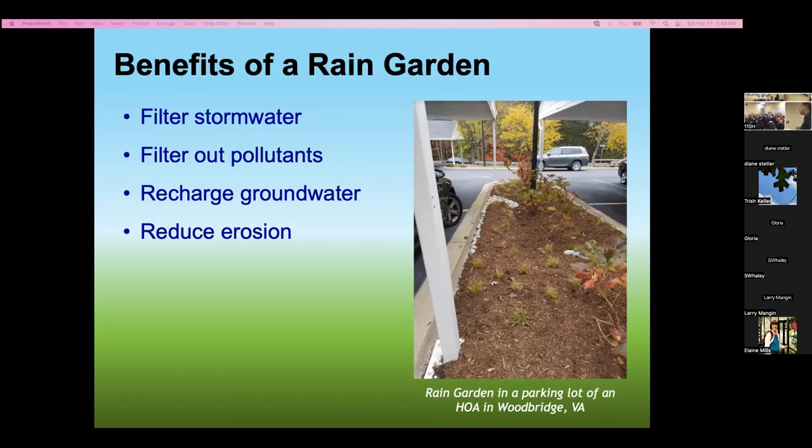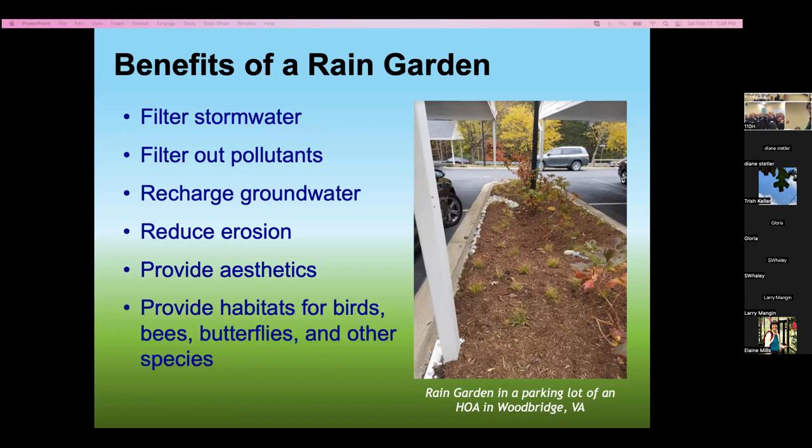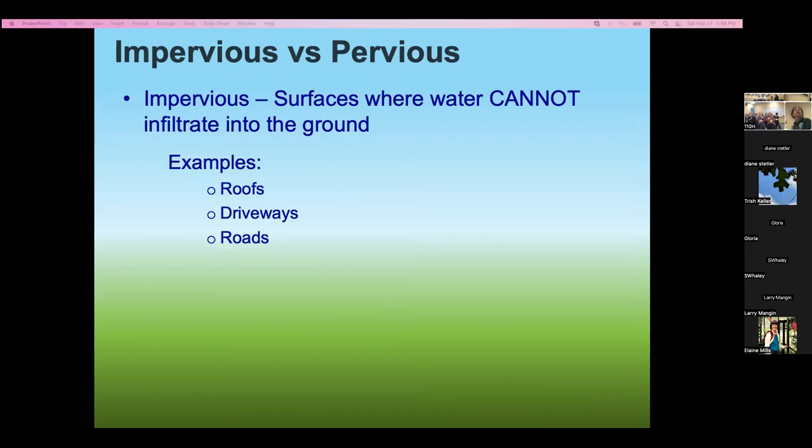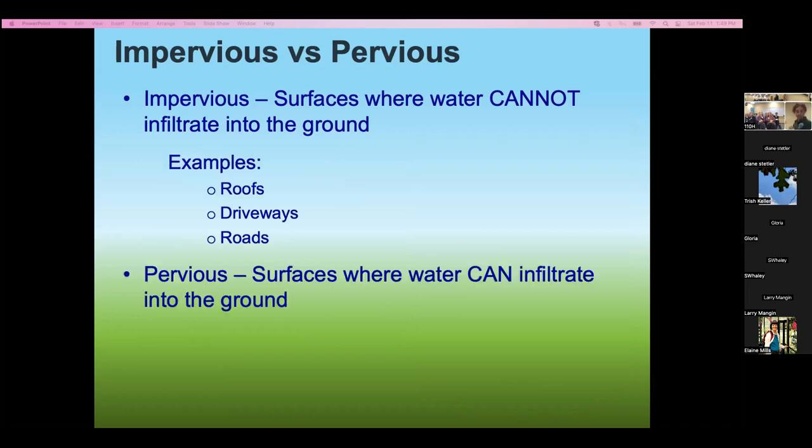Obviously, it helps reduce erosion. You got those plants that will help stabilize the soils, provides aesthetics, and it also provides habitats to a lot of your pollinators or small mammals. So does everyone know the difference between impervious and pervious? Okay. Then I won't go through too much detail of this slide, but I just sort of gave some examples because sometimes even I get a little mixed up and have to stop and think.